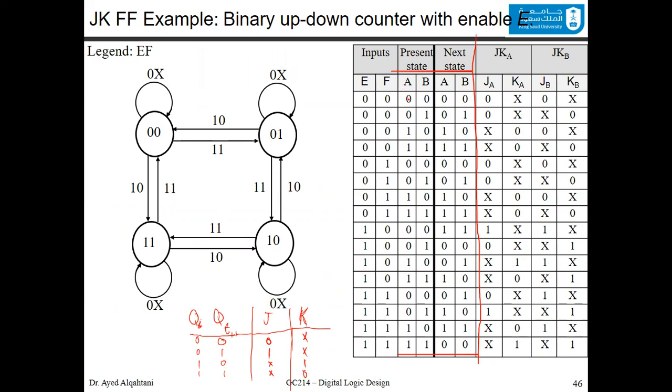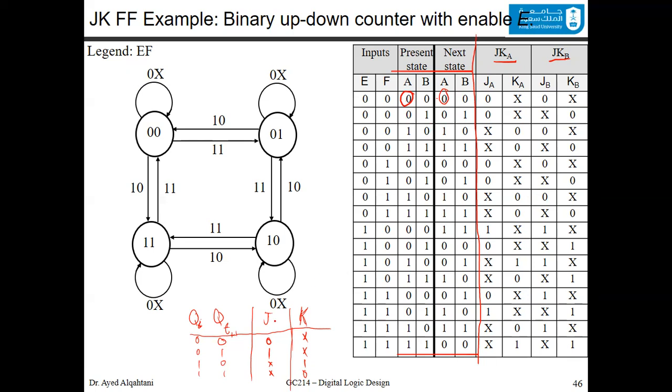So now we check the present state with the next state. If you want to go from 0 to 0, what will happen to the J and the K? Now, as you can notice here, we have the JK for the A and the JK for the B. So let's consider A only, meaning that we will consider the column A in the present state going to the column A of the next state. So from 0 to 0, the J is going to be 0 and the K is going to be X. So we write down 0 and X.